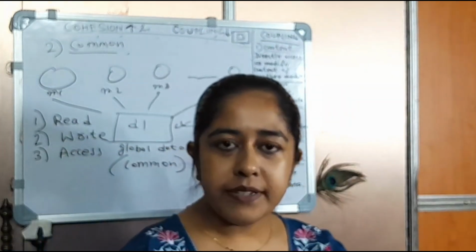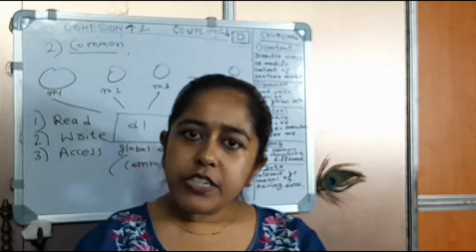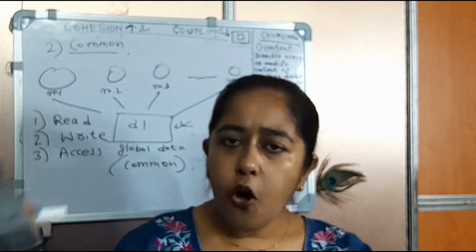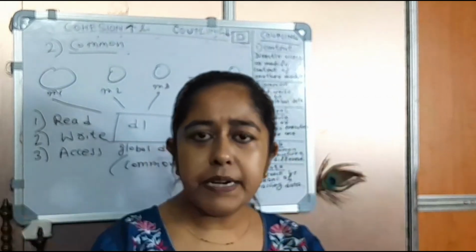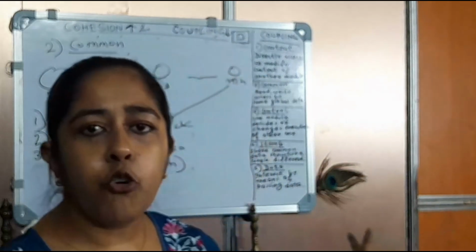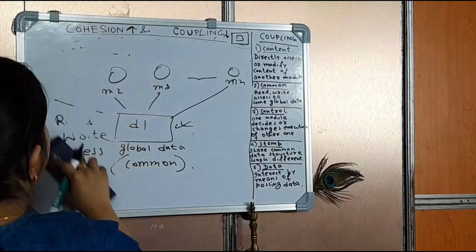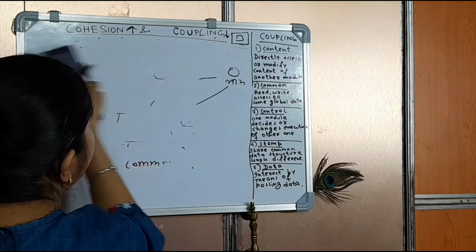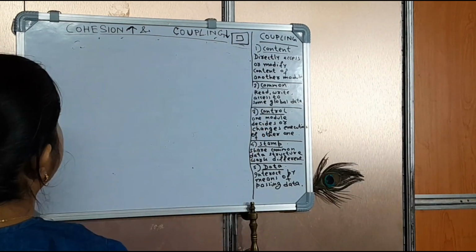Clear? Common data is there which has been accessed, written or read by all these modules. These modules are grouped together. The interdependability between them is judged by this. This is known as common coupling. Now let's see the third kind of coupling, that is our control coupling. Okay. Now, what is control coupling?